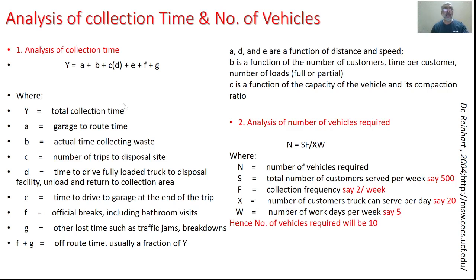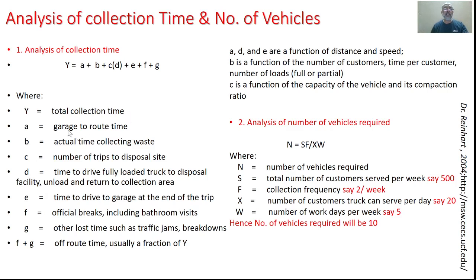F is official breaks, which are, say, bathroom visits, lunch times, tea breaks and such things. Whereas G is time lost, for example for traffic jams, breakdowns, etc. This F plus G can be expressed as off route time, which is usually expressed as a fraction of this Y.